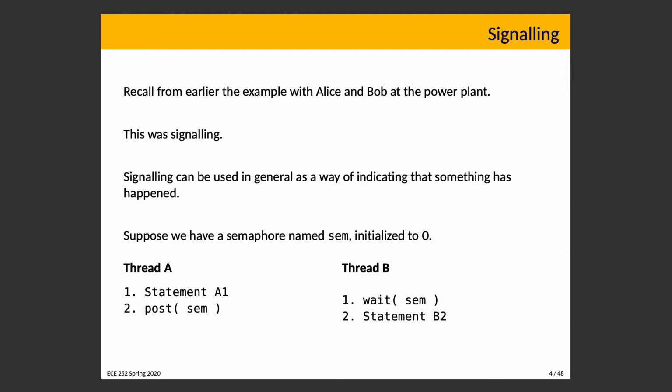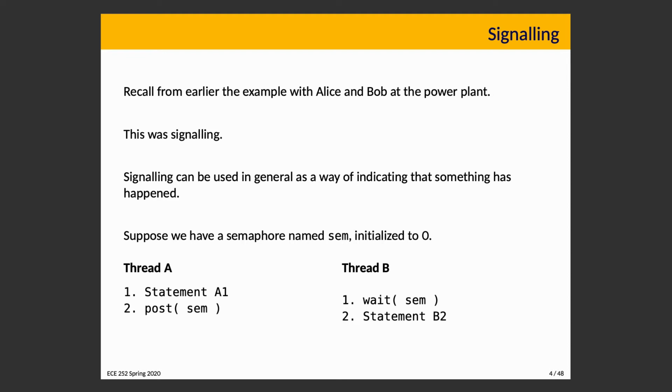If it's initialized to 1 instead of 0, then if thread B runs first, it gets to the wait semaphore statement, proceeds immediately, and statement B2 happens before A1. So we did not get the desired outcome. If we chose a value of -1, then thread B will get blocked if it runs first, but will get unblocked, because the post from thread A will unblock it.